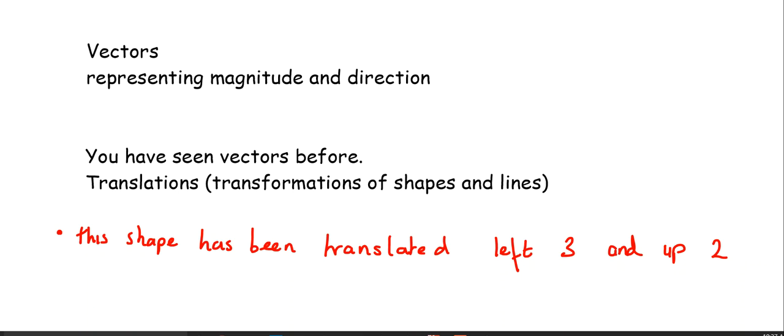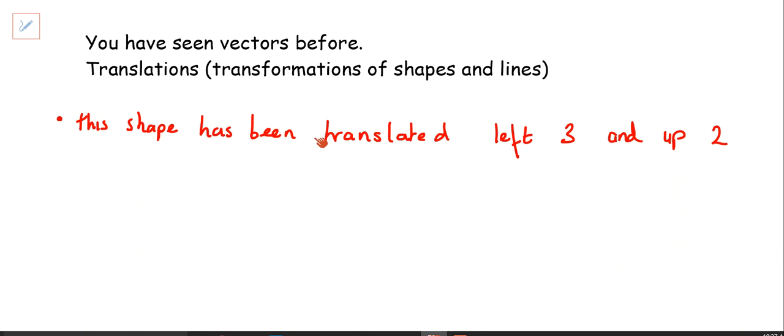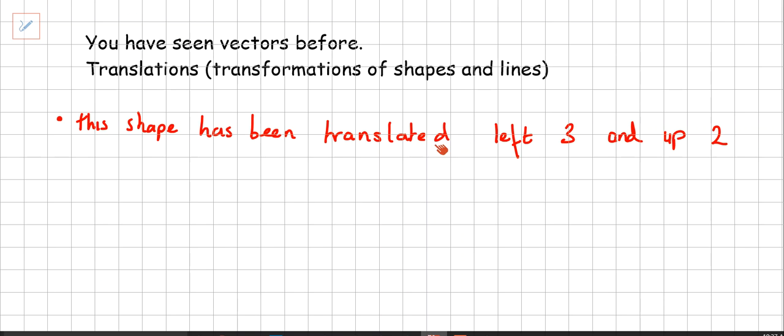So we've done translations and we looked at moving it left 3, up 2. For instance, if I was going to represent it, say this shape, but we haven't actually got a shape. Let's put some stuff on. If I had just a triangle like this, what does it look like to translate that shape left 3 and up 2?